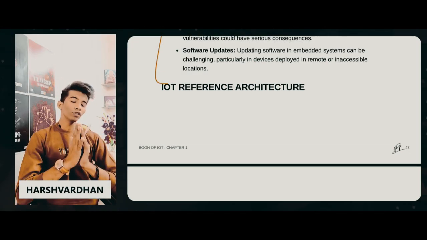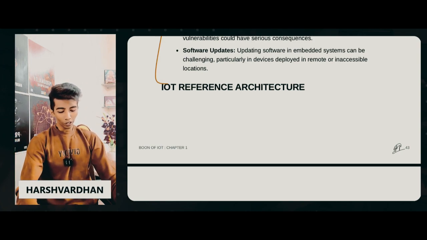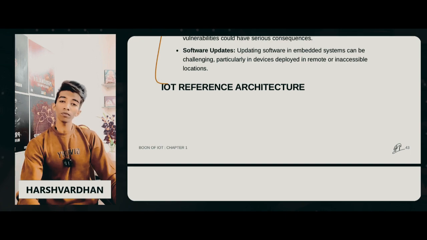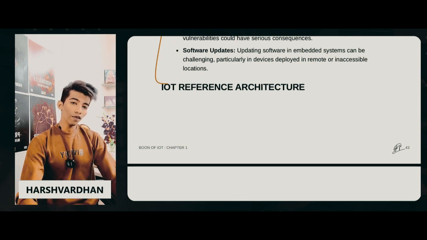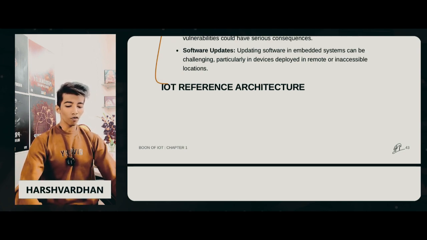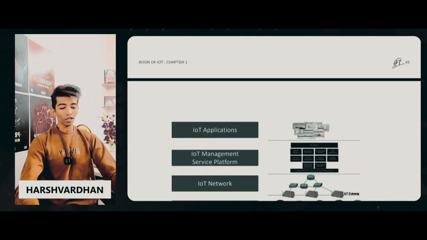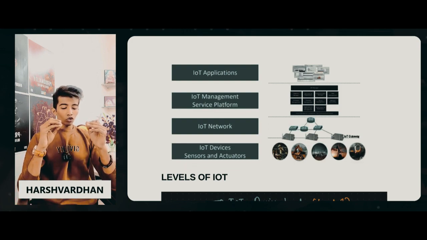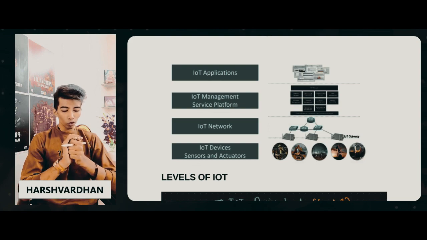So now let's talk about some very interesting stuff, which is IoT Reference Architecture. What does this term actually mean when we talk about things like IoT? It is a very fundamental concept of IoT. Till now we have discussed embedded systems, and also how IoT actually works. Now we will discuss the IoT reference architecture. How does it look? It's very simple to understand, so let's take a quick look at that.